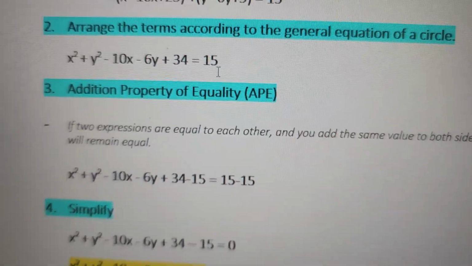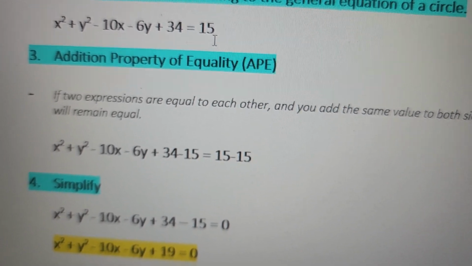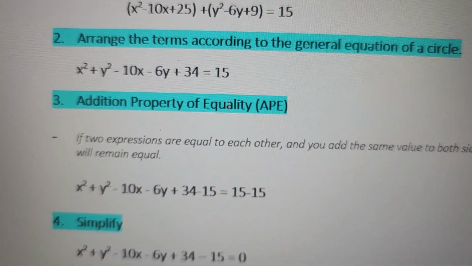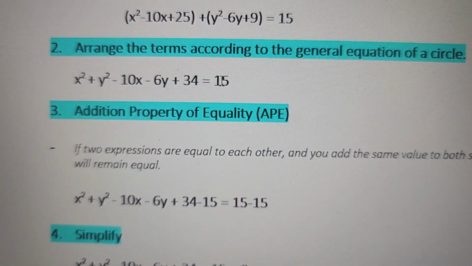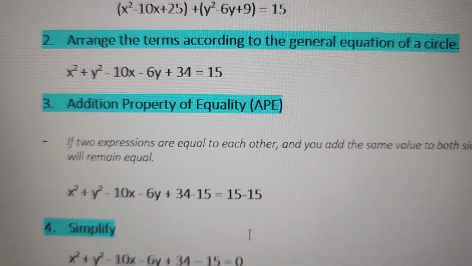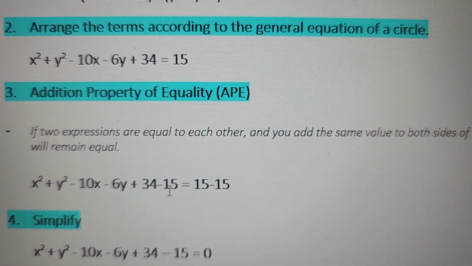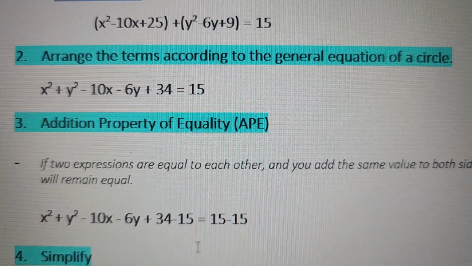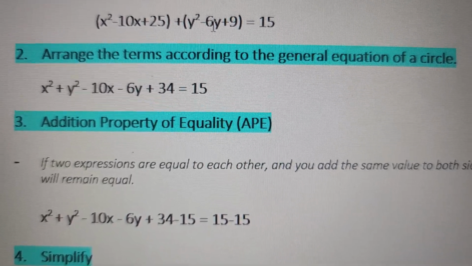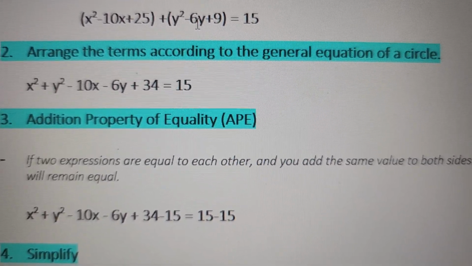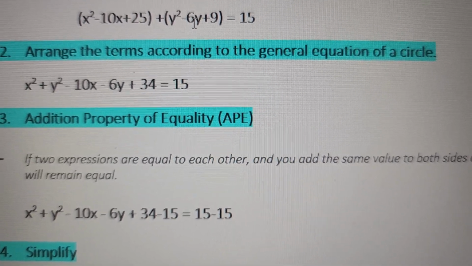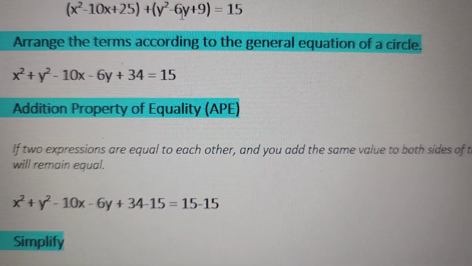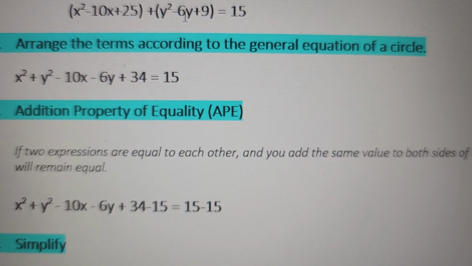The next step, number 3, addition property of equality. So, in order that this here will become 0, you will add both sides by 15. Or actually the simplest thing for that is, in order to make it 0 here, if you put it in this equation, it will become negative, like 34 minus 15 equals 0.